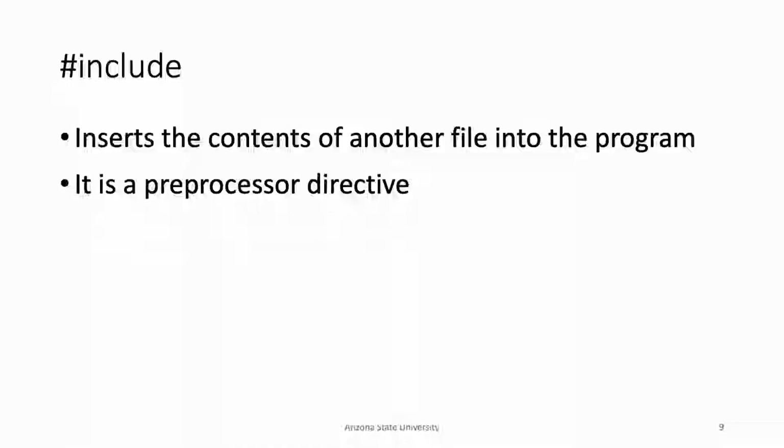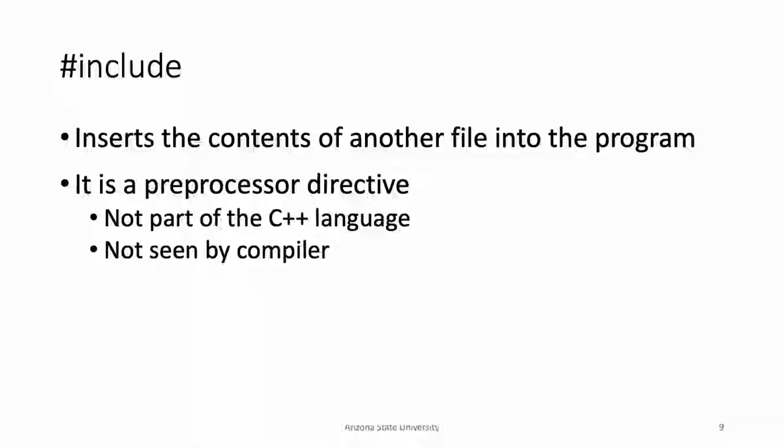Yeah. So it's a preprocessor directive, meaning, remember, we're copying things from another program into ours. So it can't be part of the language because the language is program agnostic. It's not dependent on what is written into a particular program. The language is independent of any program that's written in that language. So if we're copying things from another program into ours, it can't be part of the language for that reason. It's not seen by the compiler, right?